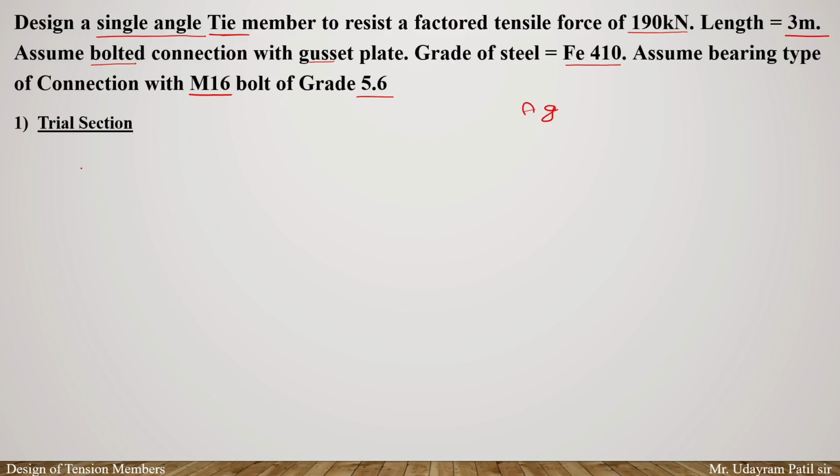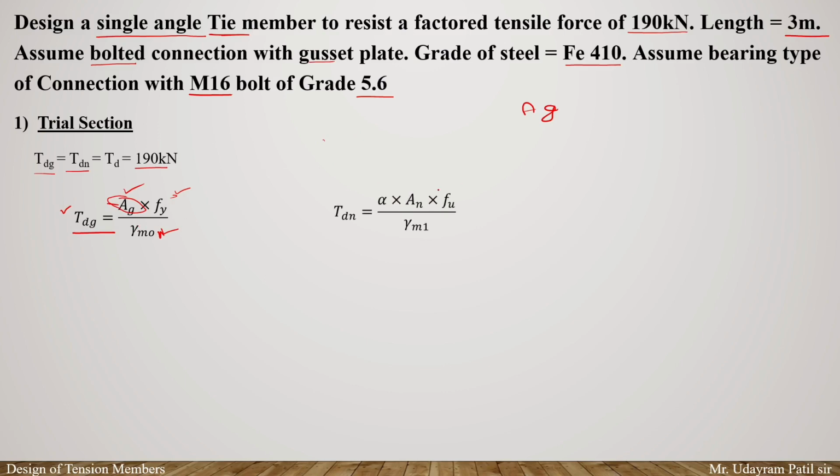Now the gross area will be defined by first TDG. The formula for TDG, the load at the gross yielding: failure due to the gross yielding, TDG will be equal to AG multiplied by Fy divided by gamma m0. Now whatever load is given, that particular load is also TDG or TDN. Therefore we know the value of the TDG, we also know the value of the Fy, we also know the value of the gamma m0, so we can easily find out the value of the AG. So from this particular formula we can calculate the value of the AG, that is the gross area required for our particular section.